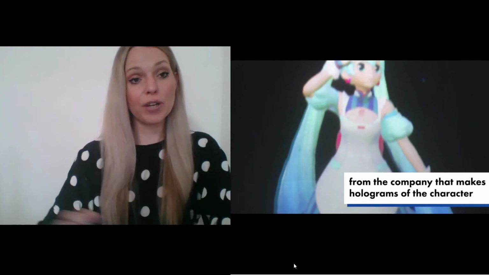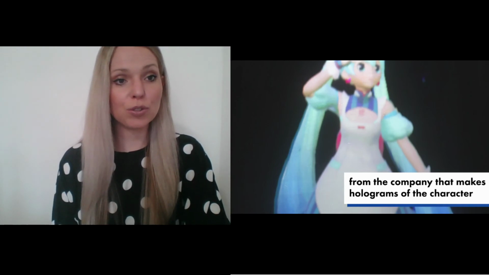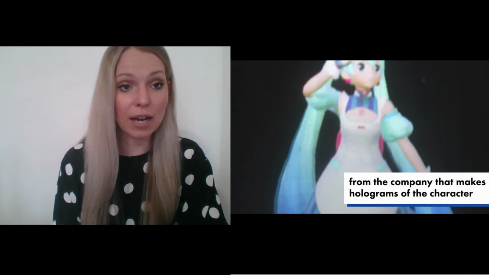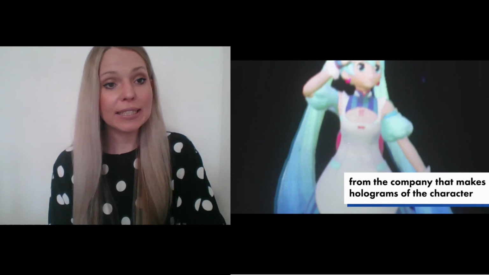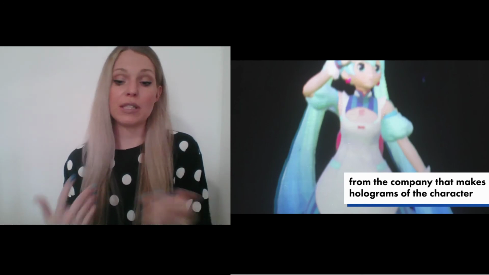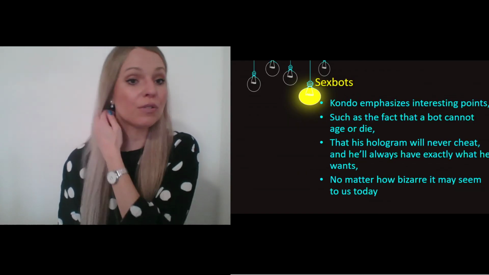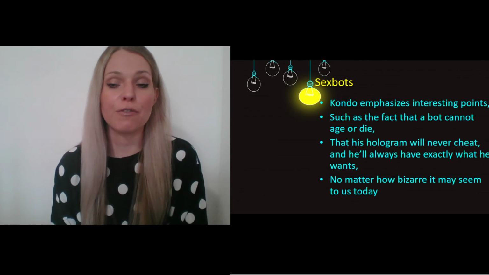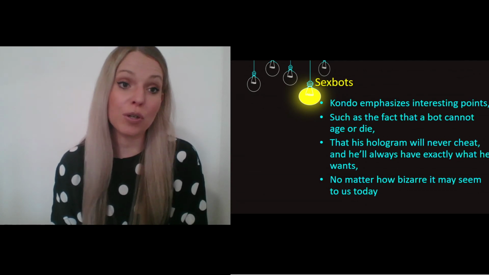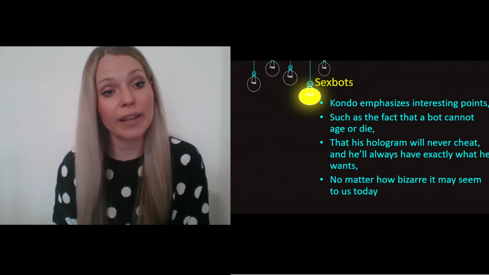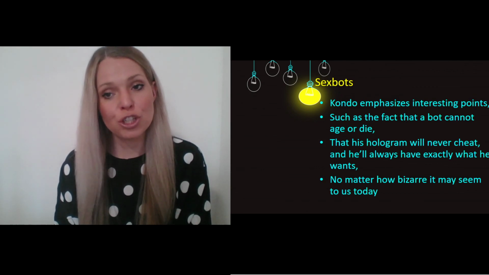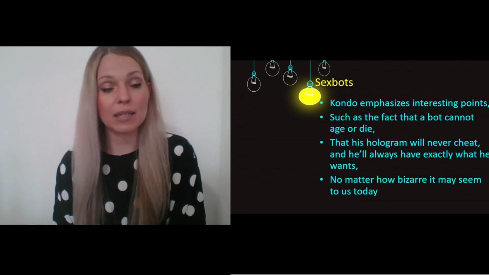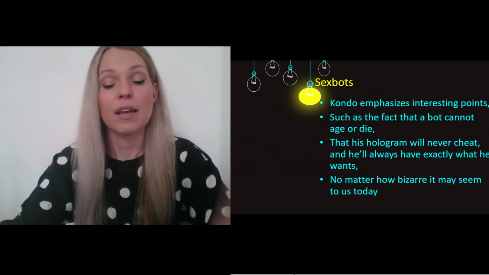That's enough for us. So you can see that he had a wedding which cost around $18,000. His parents didn't attend because they didn't really see eye to eye on this matter. And this is a hologram which is embodied into different bodies as well. And Kondo emphasizes interesting points, such as the fact that a robot or a bot cannot die or age or get fat. They will never cheat, they will always have exactly what he wants, and no matter how bizarre it might seem to us today, this is how he is acting.